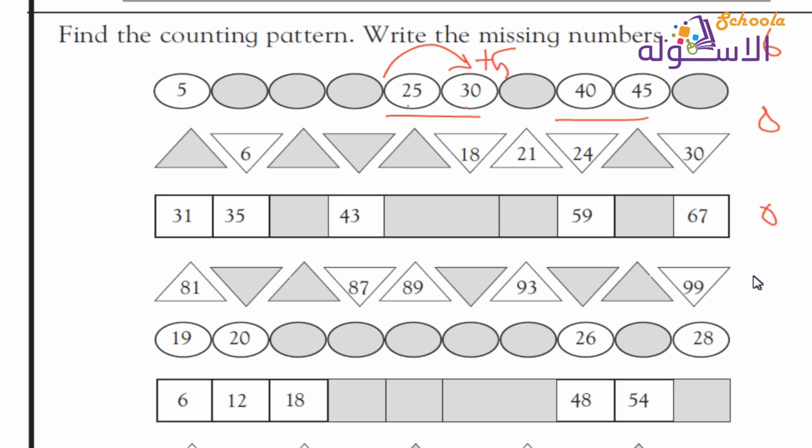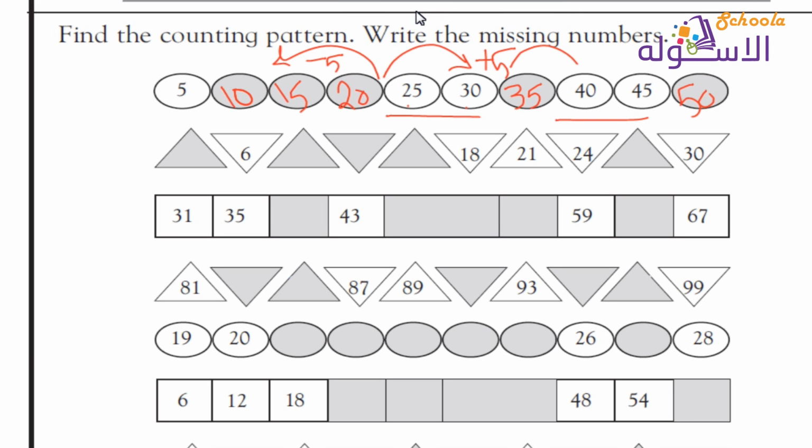So I will add 5. Okay, take care of something. If you are going like that, you will add 5. If you are going back, you will minus 5. So 25, 30, 35, 40, 45, 50. I go back, I will subtract 5. 25 minus 5 is 20, 15, 10, and 5. Very nice.